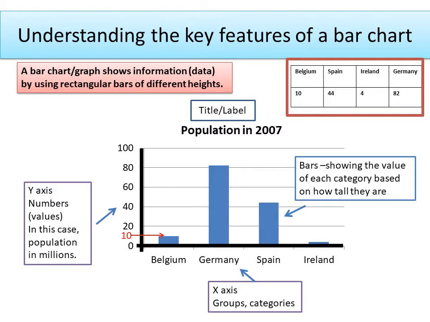For Germany as well, we know that the population is 82 million people, so we're going to raise our bar to where we approximate where we think 82 is. Now this is how you draw a bar graph. Always make sure that between the bars you leave some space.